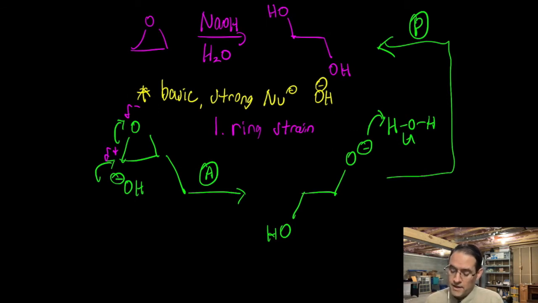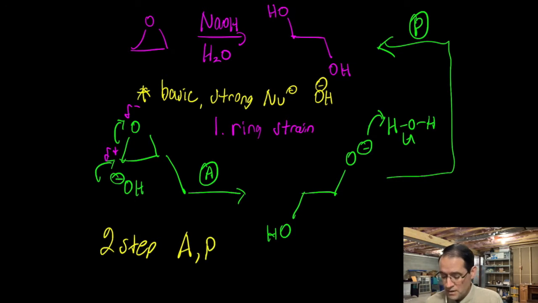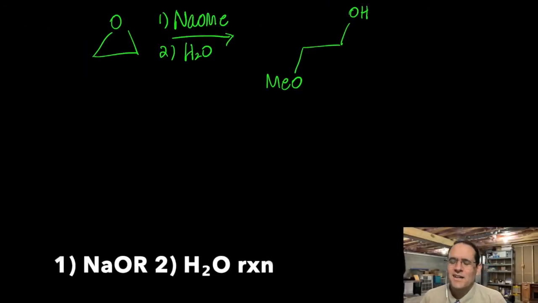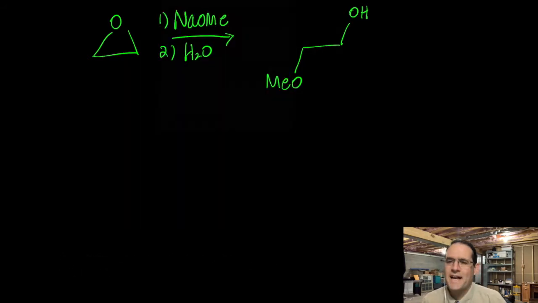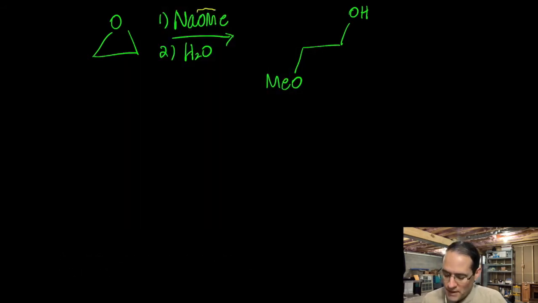So when you have a base reacting with an epoxide, or a strong nucleophile reacting with an epoxide, it's a two-step procedure. It's first attack and then protonation, okay? The protonation does not occur with H+. It occurs with the neutral solvent that's present. So ethylene oxide is quite reactive and can also react with sodium methoxide in water. In this case, we are using methoxide as the nucleophile right here. And so that's going to install this methoxy group here.